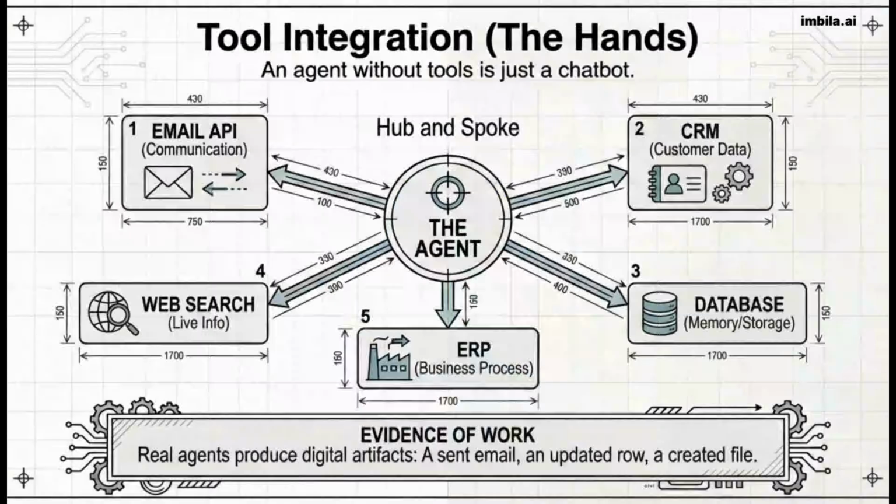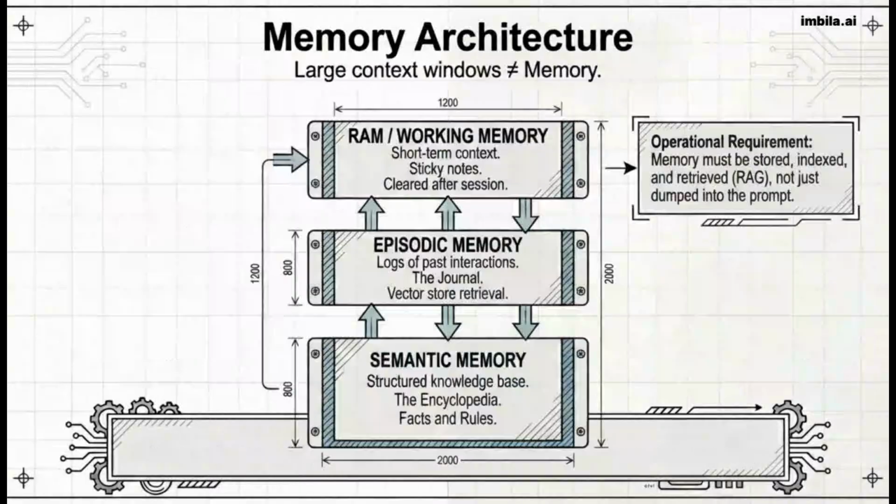This is tool integration. Using a hub-and-spoke model, the agent connects to your email, CRM, databases, and ERP systems, producing actual digital artifacts like sent emails or updated records. Next is memory architecture. A large context window is not the same as memory. A robust system uses layers: RAM for the current session, episodic memory to log past interactions, and semantic memory as a structured knowledge base or encyclopedia.